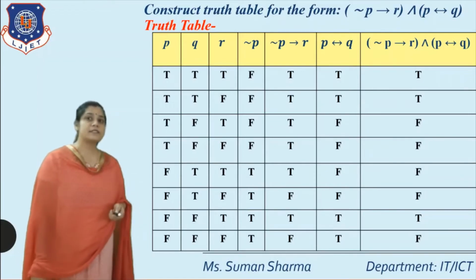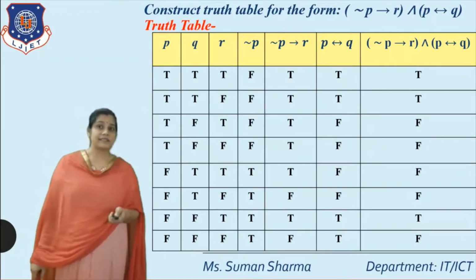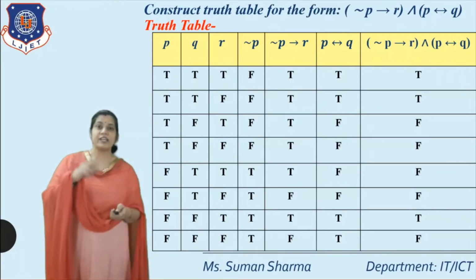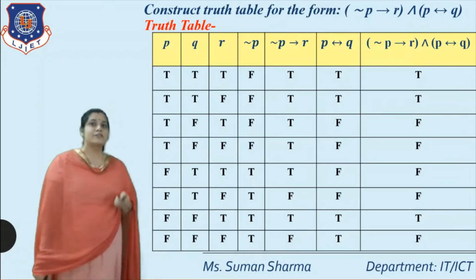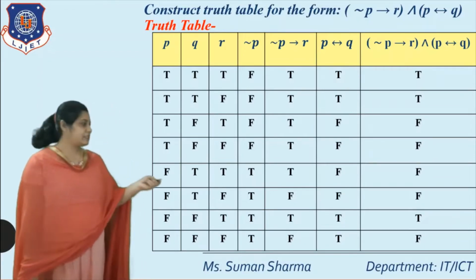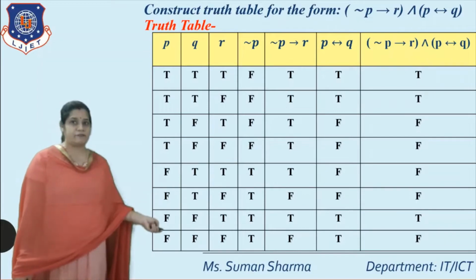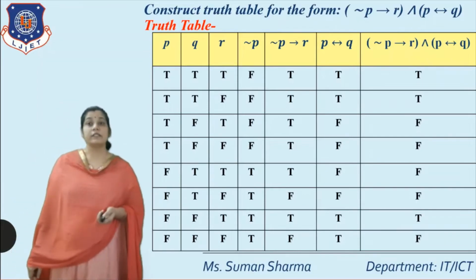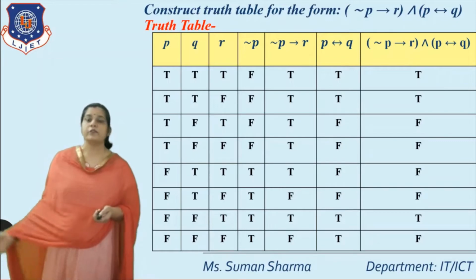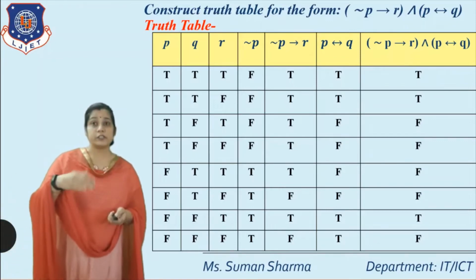Next one is the small r. So small r is just like Q when we are given two statements. So T, F, T, F, T, F, T, F. Next is according to your question. Always keep in mind your table is defined according to your question.